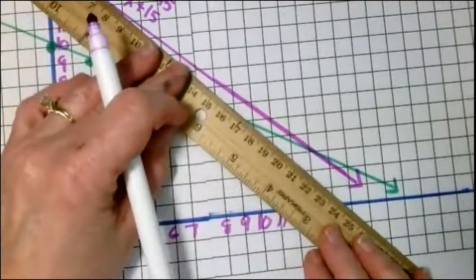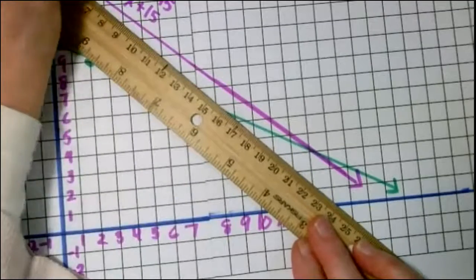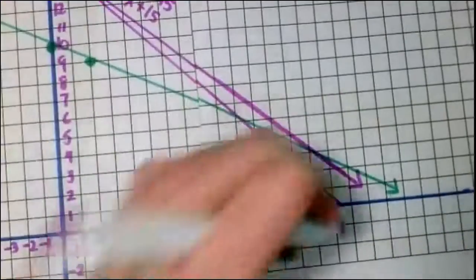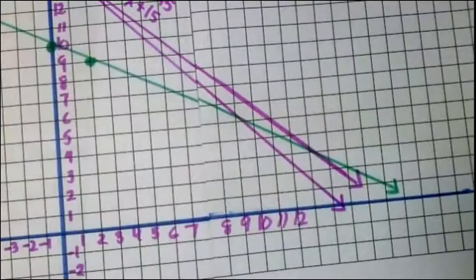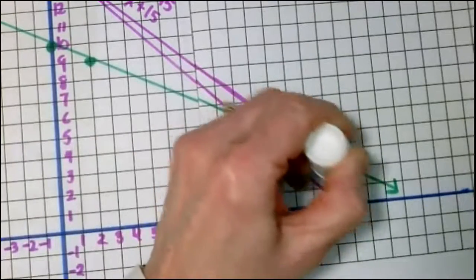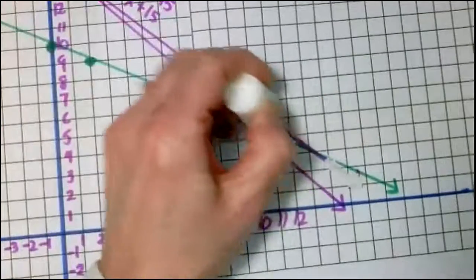Right here is how I should have probably done it. So let's draw my line like this. That's why I'll be glad when we can do the mathematical way of finding the solution, because this graphing way is not always accurate.